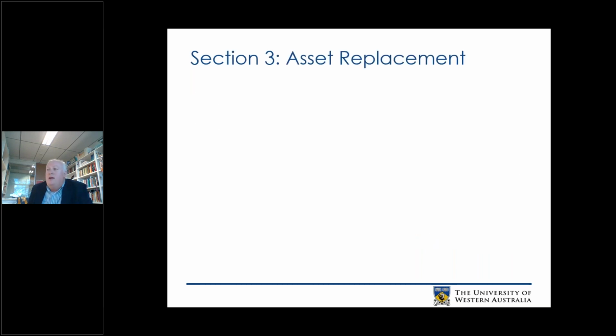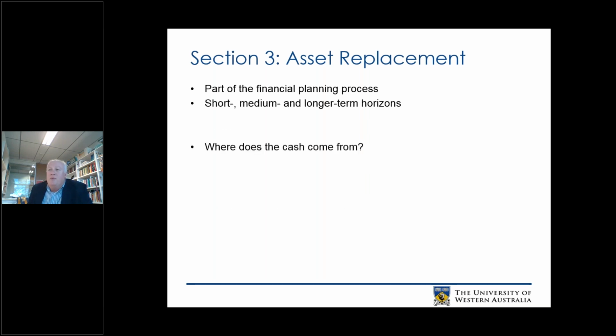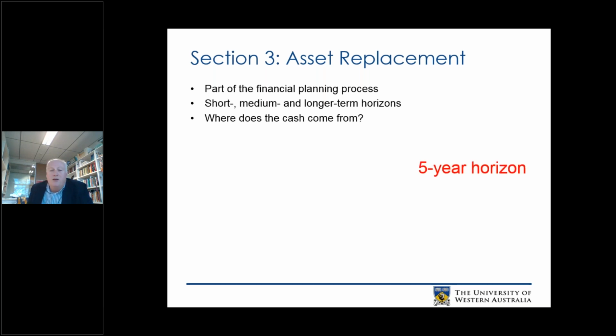Okay, so section 3. I'm mindful that we've got a limited amount of time left and we want to leave some time for some questions. Asset replacement is a very, very important element, and part of your planning for your balance sheet includes how you're going to replace the assets that you might have going forward. You need a short, medium and longer term horizon, and you need to consider where the cash comes from. And so your financial planning horizon, not your budgeting horizon, should really be a 5-year horizon.